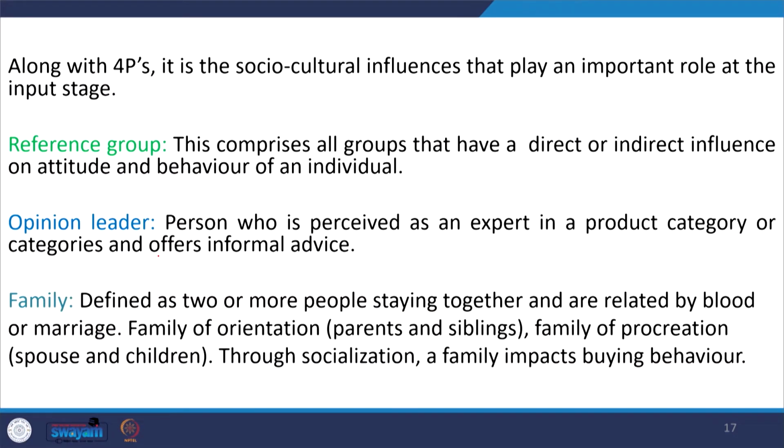Now when you move to the next socio-cultural influence, we usually talk about family. Family is simply defined as two or more people who are staying together, or who could be related by blood or marriage. Families can also be divided into two parts: family of orientation, in which we talk about parents and siblings, and family of procreation, in which we consider spouse and children.